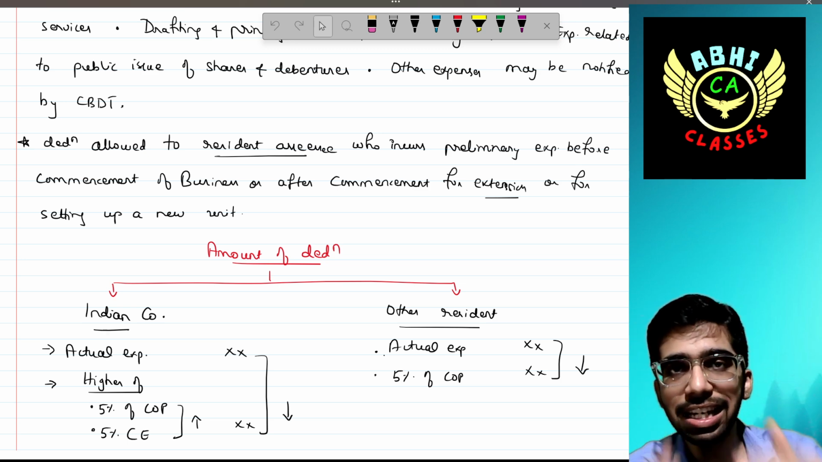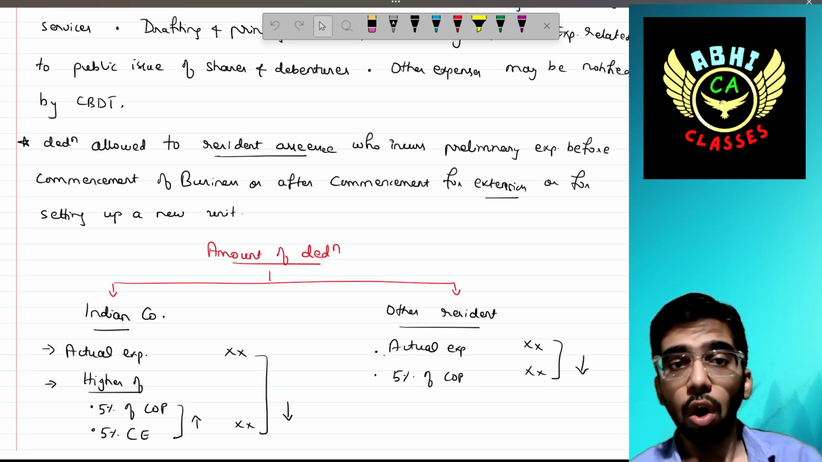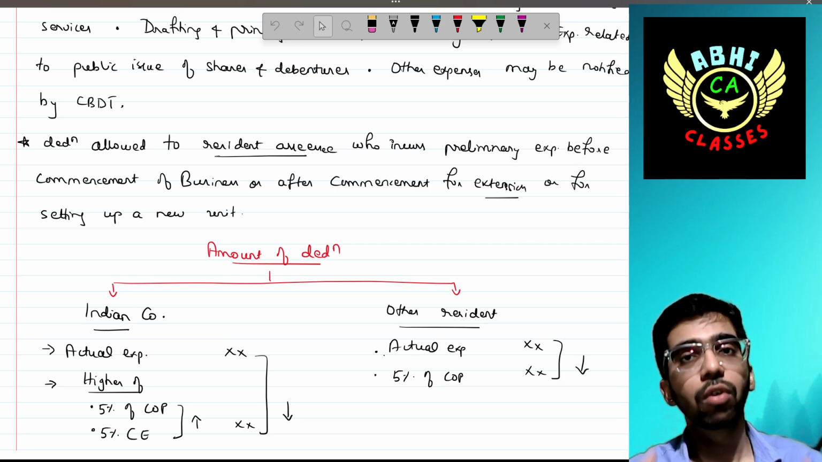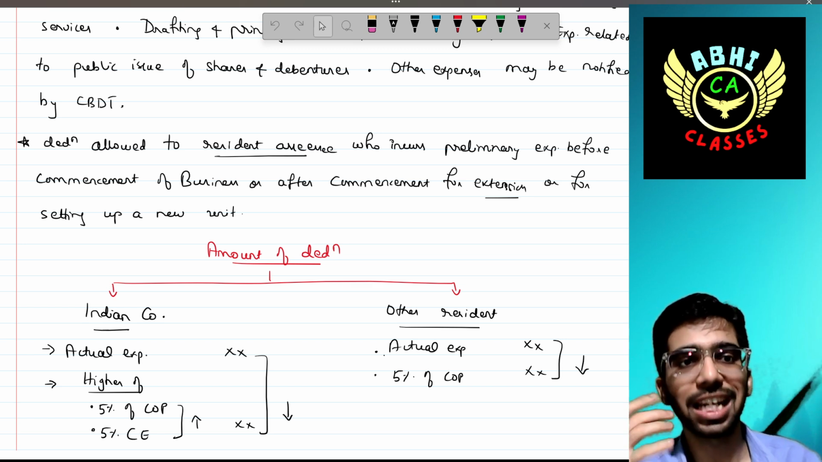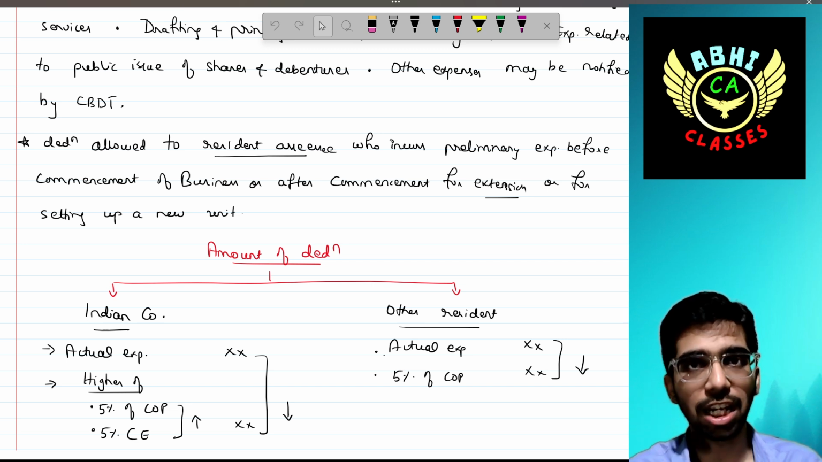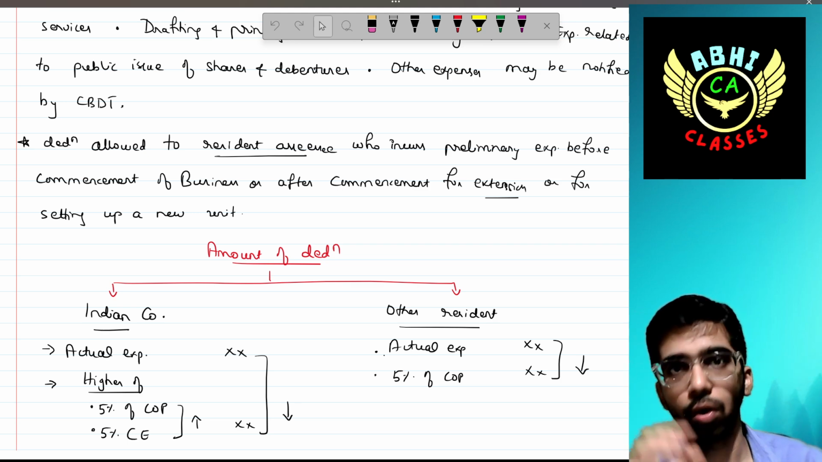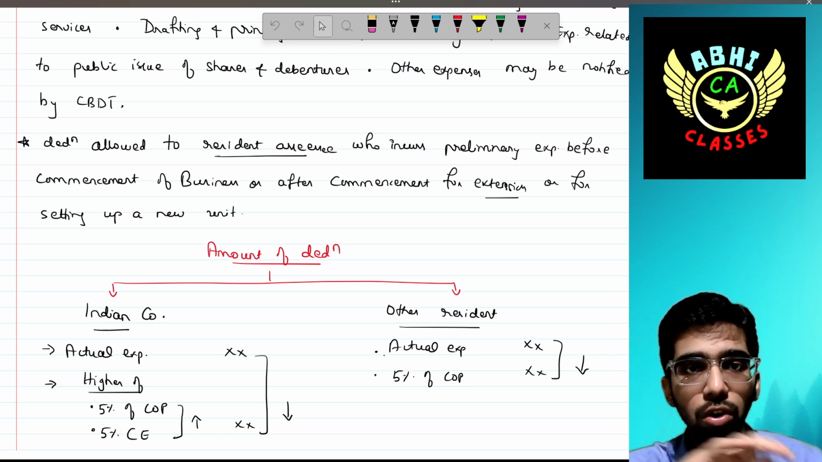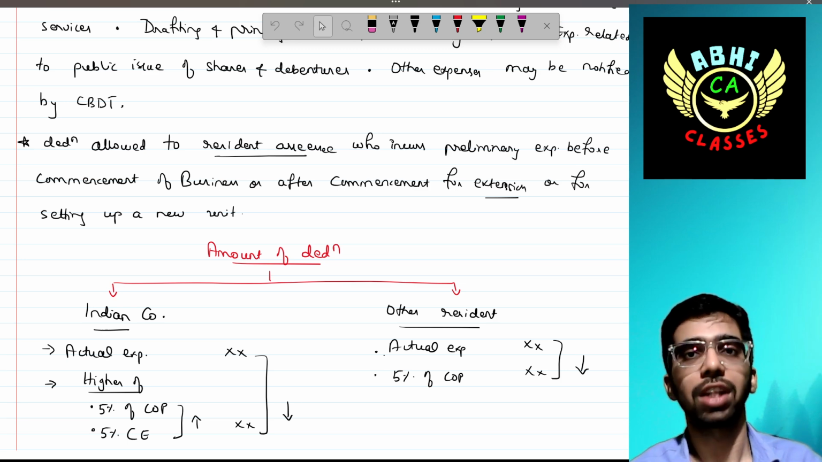Preliminary indicates pre-incorporation expenses, in the sense that some expenses might also be incurred after the commencement of business, for extension purposes or for setting up a new unit. Okay, the same business which wants to set up a new unit or extend its business, then also these expenses can be incurred. So the deduction would also be given for those expenditures which have been incurred after the commencement of business.